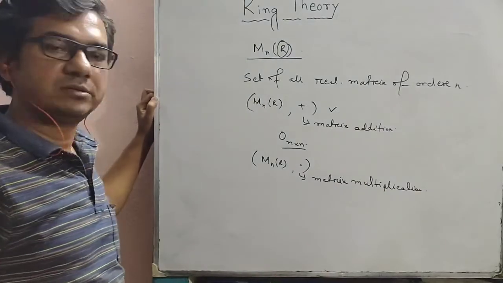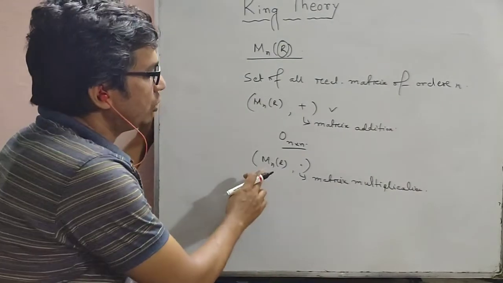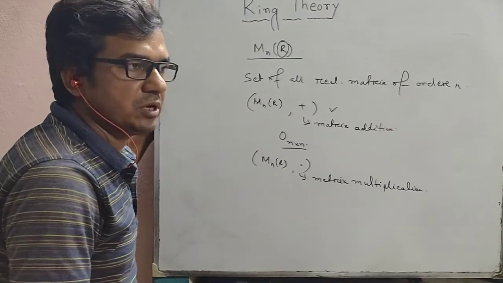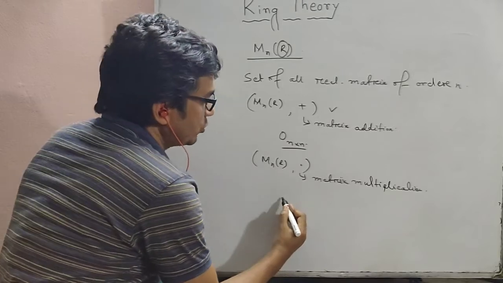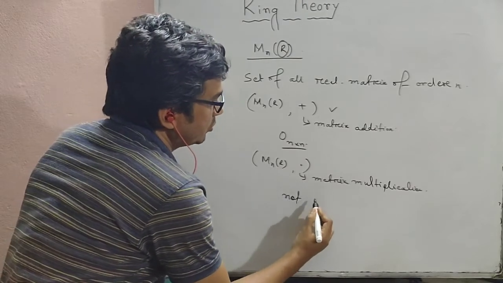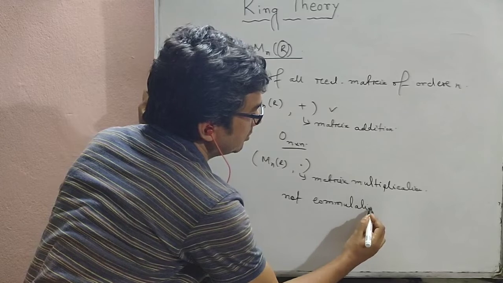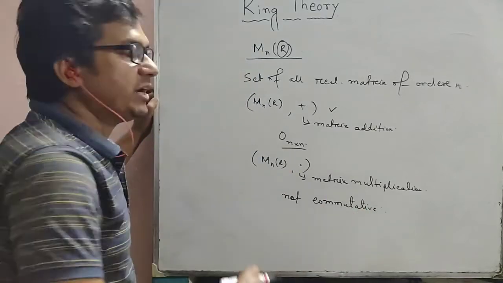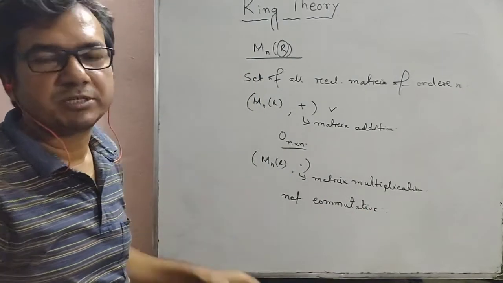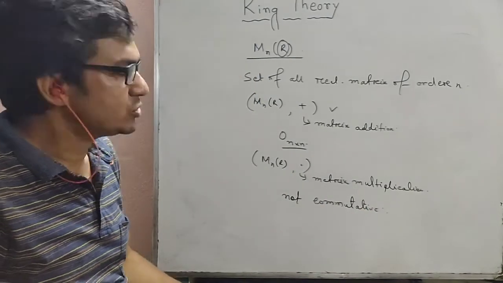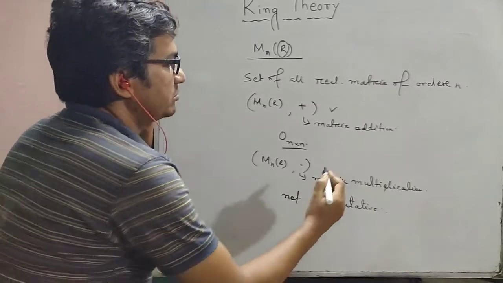Matrix multiplication is also a semigroup, but this is not commutative, because we know matrix multiplication is not commutative in general. And here, one thing.